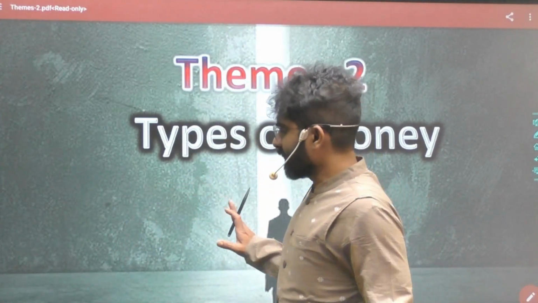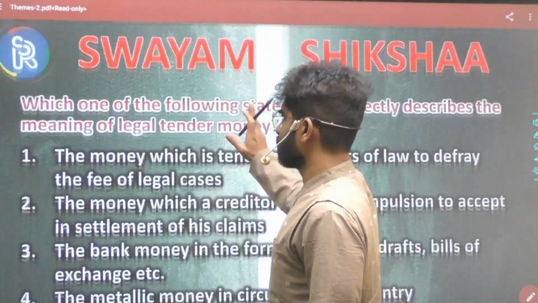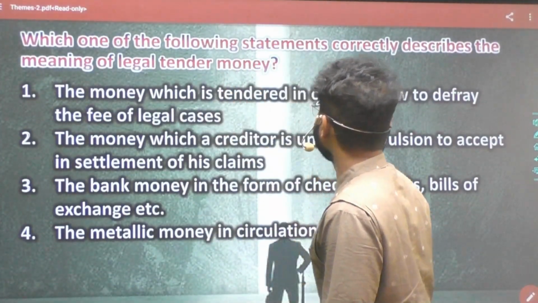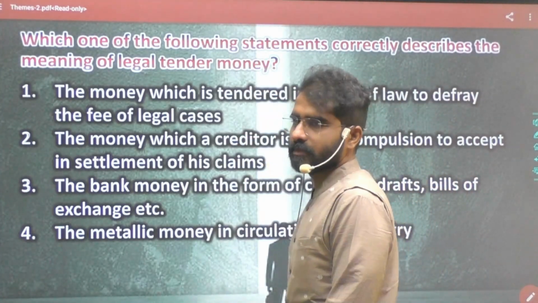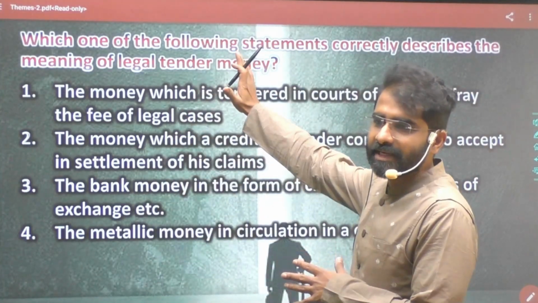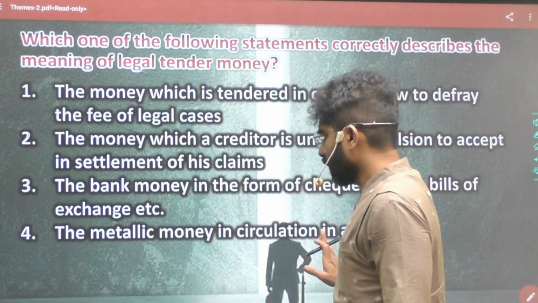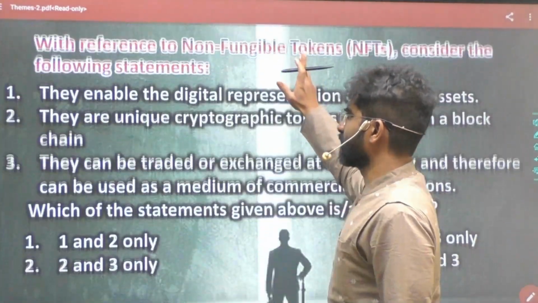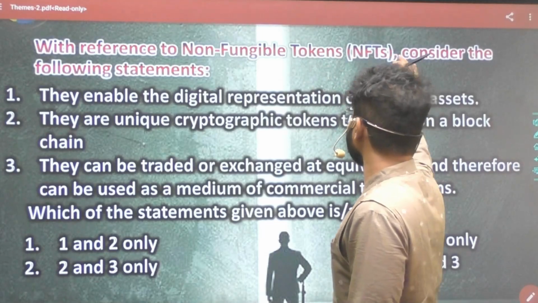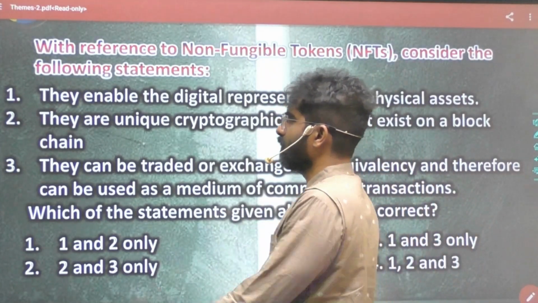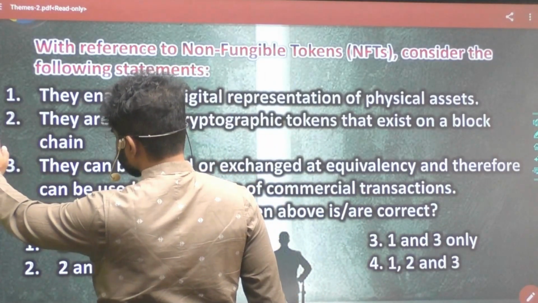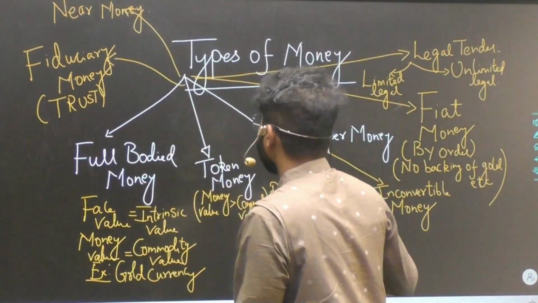Now, in this area, there were these questions. This was one question: Which one of the following statements correctly describes the meaning of legal tender money? So there was this question about legal tender. What is legal tender money? And in the recent past, there was this question about non-fungible tokens. Consider the following statements.